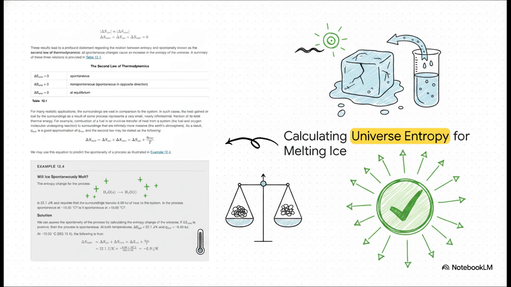For example, at 10 degrees Celsius, the entropy gained by the water turning into a liquid is greater than the entropy lost by the air cooling down. The net universe entropy increases by plus 0.9 joules per Kelvin. That positive number? That's basically a green light from the universe saying, yep, this is going to happen.